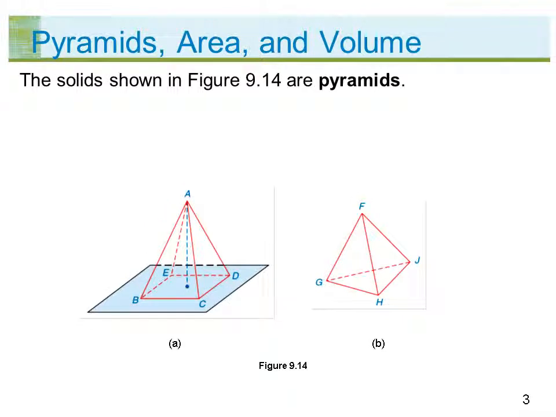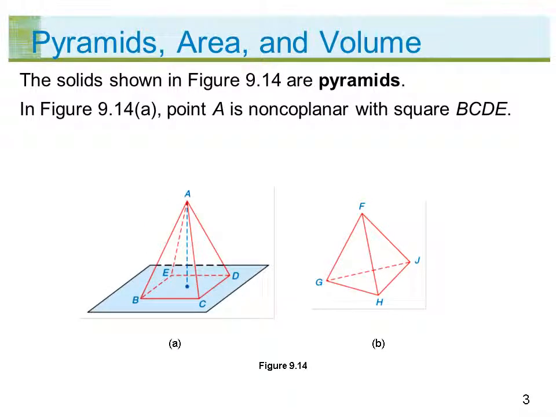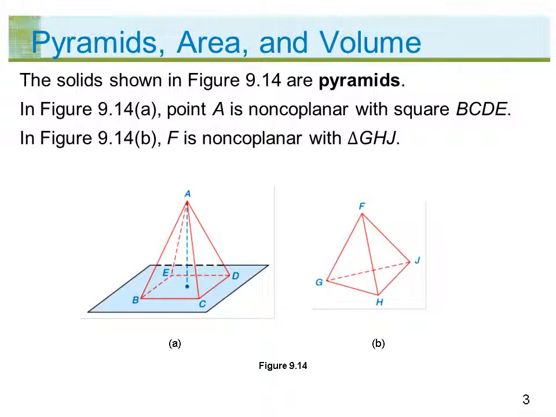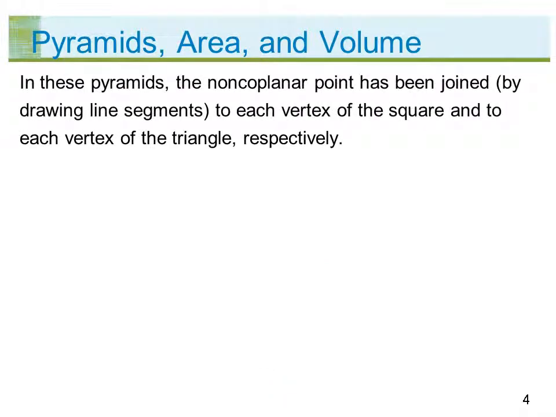The solids shown in Figure 9.14 are pyramids. In Figure 9.14a, point A is non-coplanar with square BCDE. In Figure 9.14b, F is non-coplanar with triangle GHJ. In these pyramids, the non-coplanar point has been joined by drawing line segments to each vertex of the square and to each vertex of the triangle, respectively.